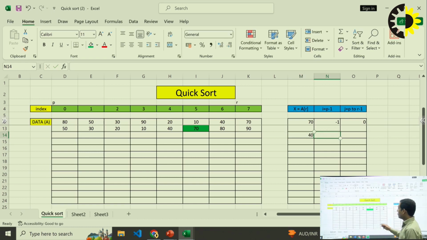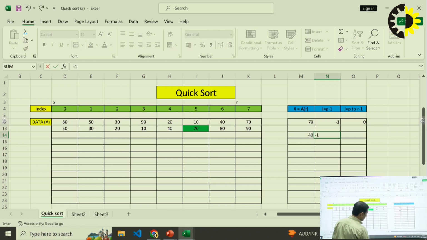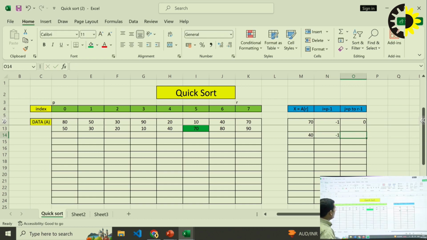Again repeat the process. The position of I is P minus 1. P is 0, so P minus 1 is 0 minus 1, that is minus 1. And our loop will repeat from P to R minus 1. R is 4, so R minus 1 is 3. Start from 0 up to 3. So at the first point, J is 0.